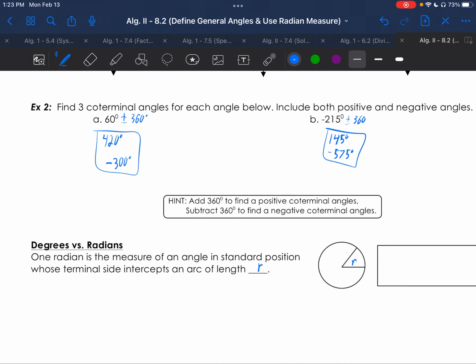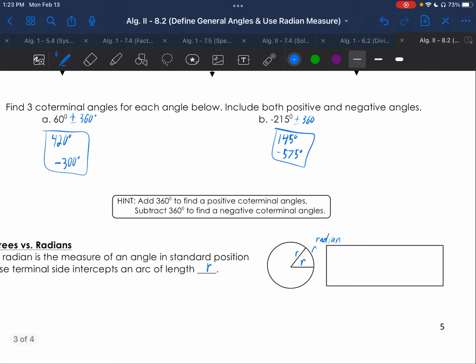So we have this angle generated by rotating from here to here. The initial and the terminal side are both length r, because they're both the radius. Well, the radian is the angle measure of that. So in this case, right there would be a radian.